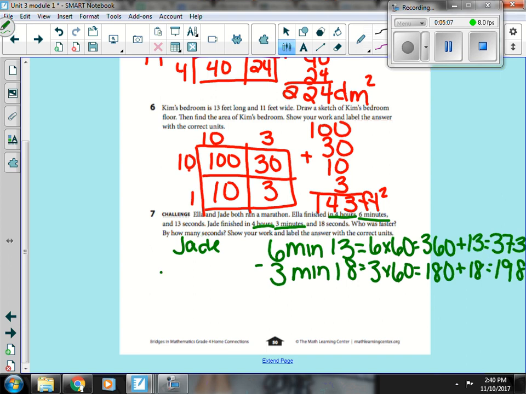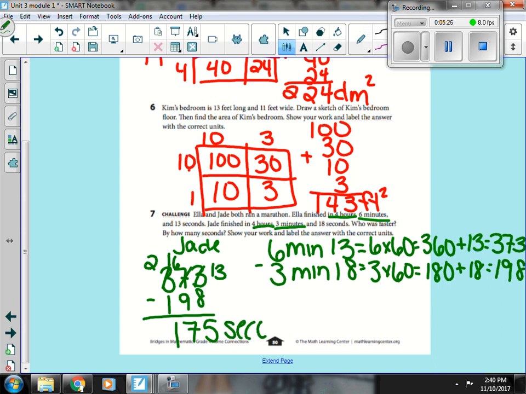Now I can take 373 seconds, that was Ella, and subtract the 198 seconds of Jade to figure out who was faster. 13 minus 8 is 5. I need to borrow again. 16 minus 9 is 7, and 2 minus 1 is 1. So 175 seconds faster.